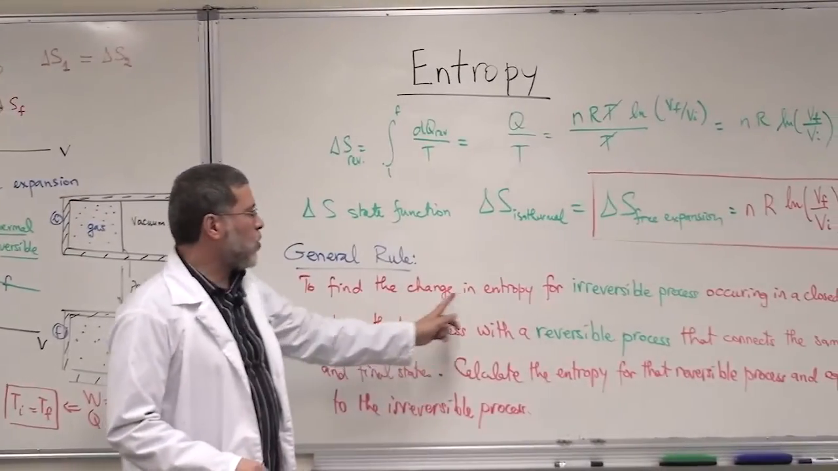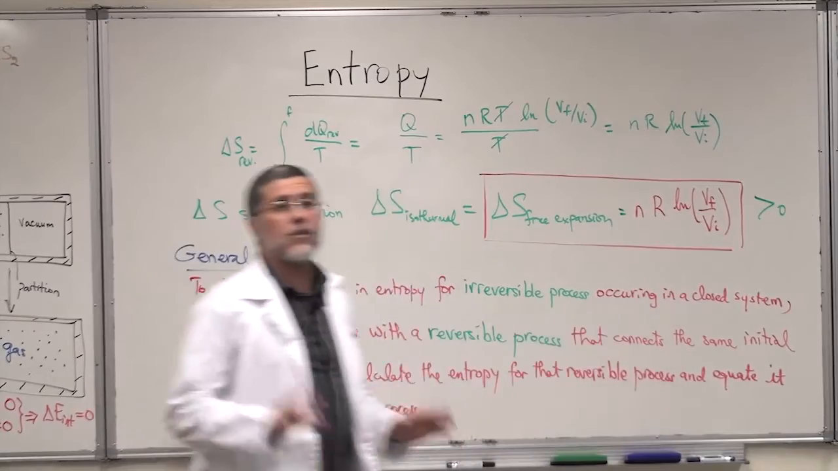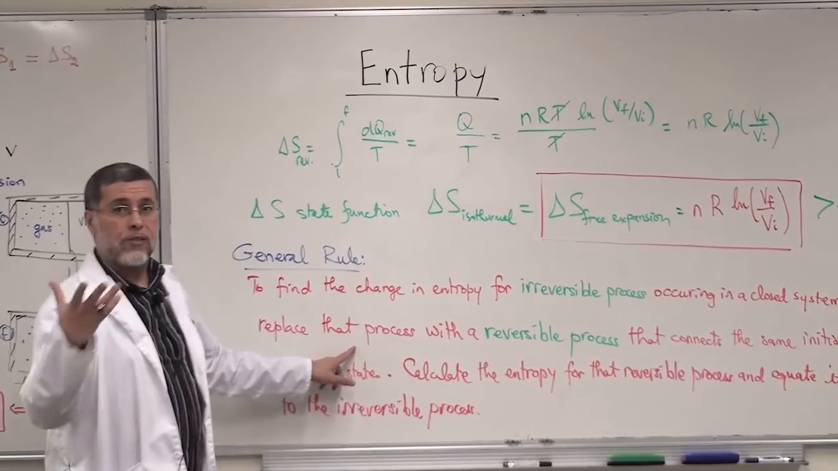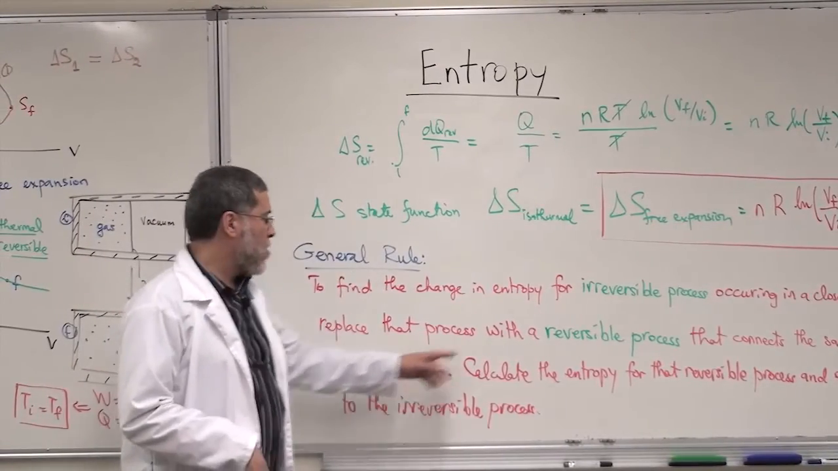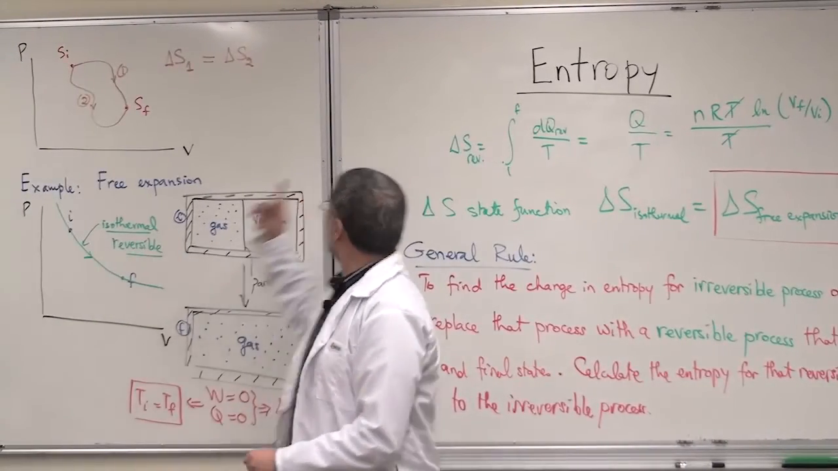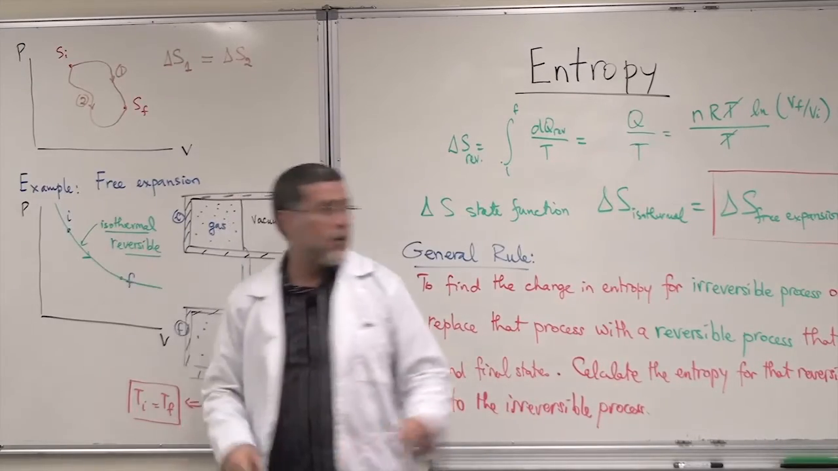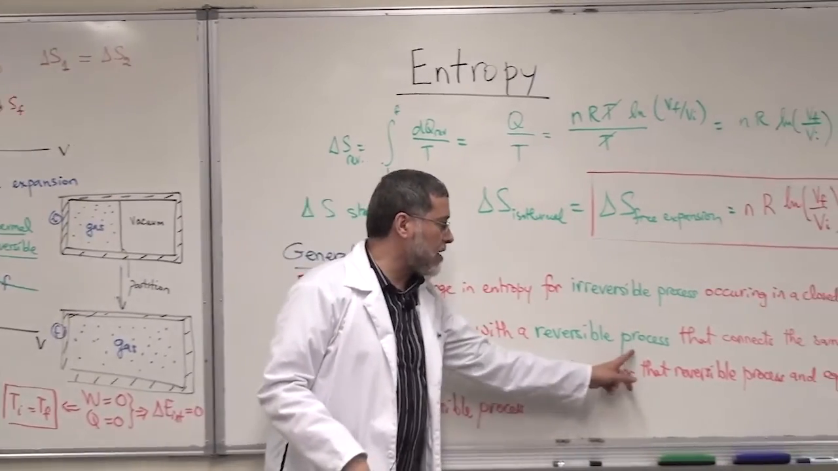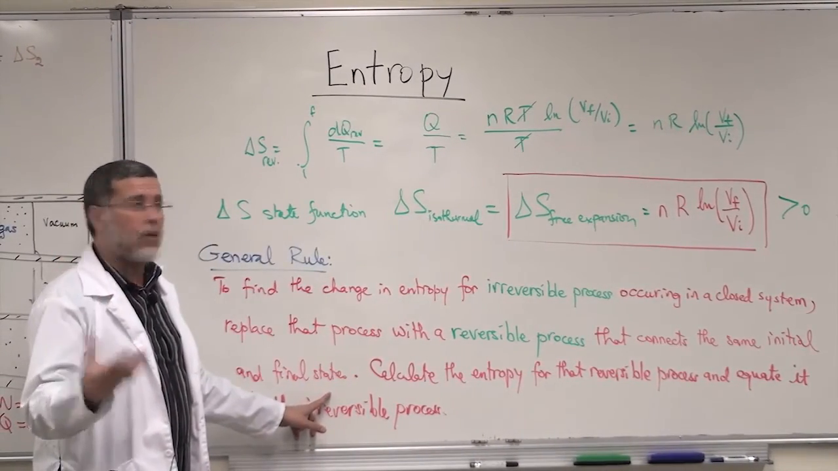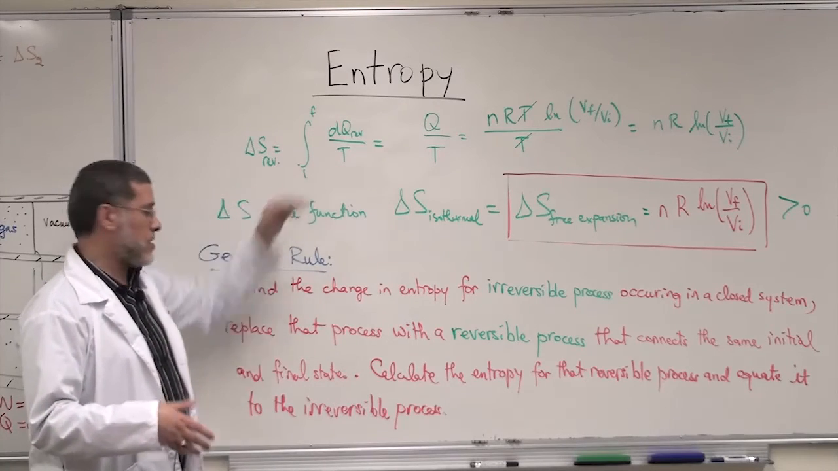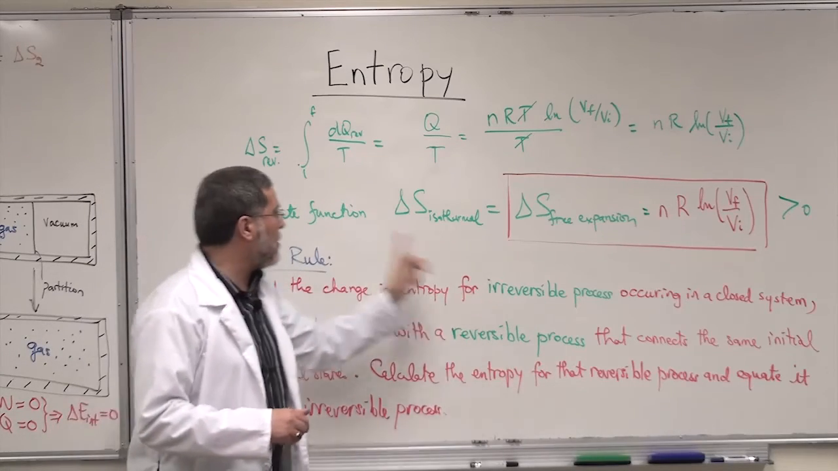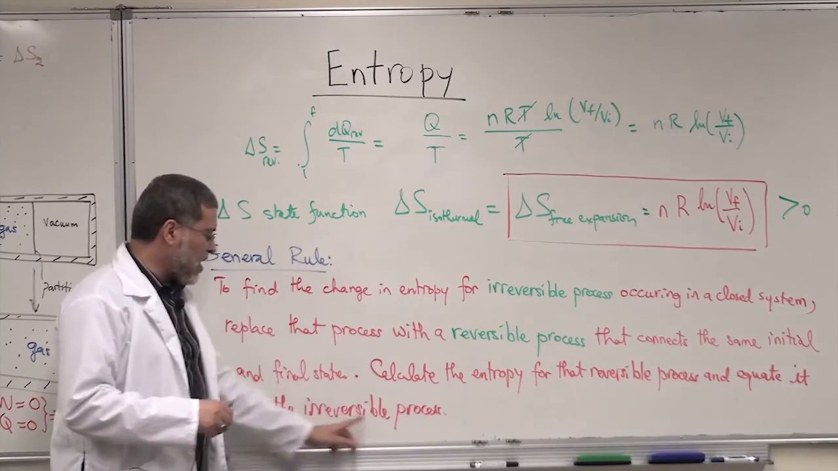So to find the change in entropy for an irreversible process occurring in a closed system, see our system was closed, replace that irreversible process, which is the free expansion here as an example, with a reversible process. What was the reversible process we used? It was the isothermal process. Remember the green line here. So replace it with a reversible process that connects the same initial and final states. Now, when my process is reversible, I can use this equation to calculate delta S. So calculate the entropy change for that reversible process using this equation here and equate it to what? To the irreversible process.